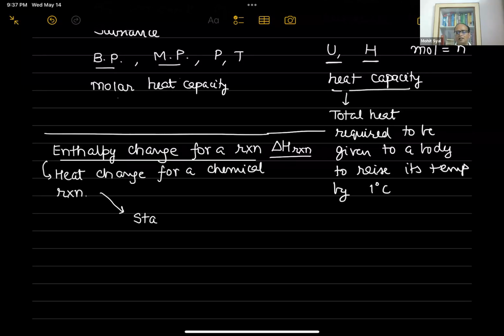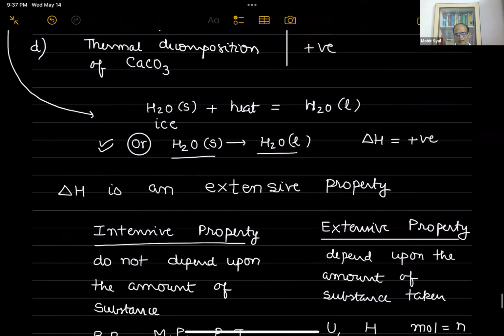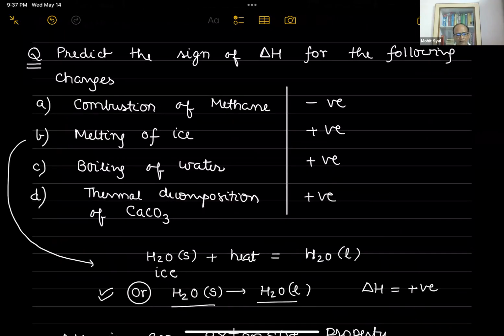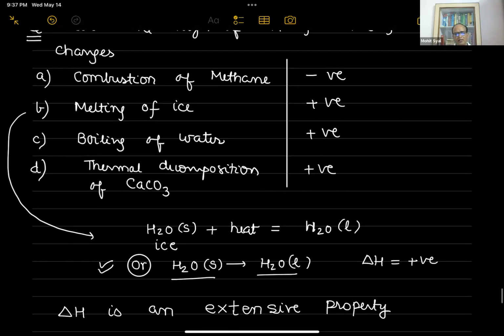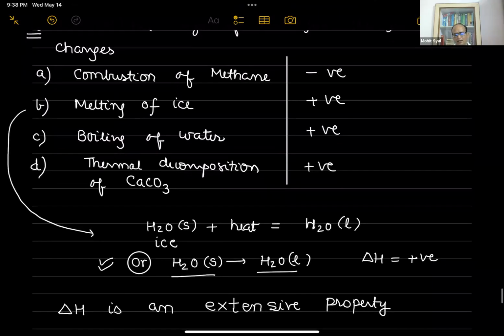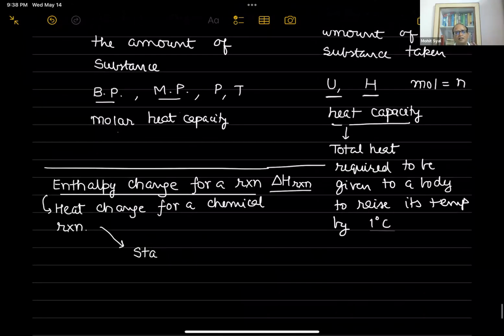So we have seen various types of reactions or changes, and we have seen just the sign of delta H values. Now we are basically looking at the standard, because delta H will have different values at different temperatures. At different pressure also, the same reaction will have different values. Got it?